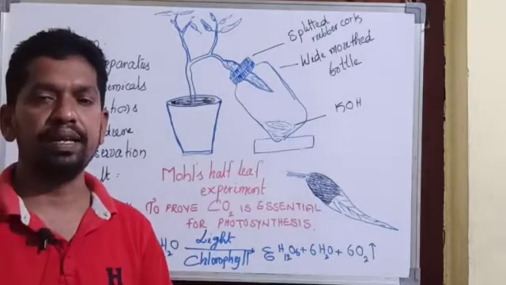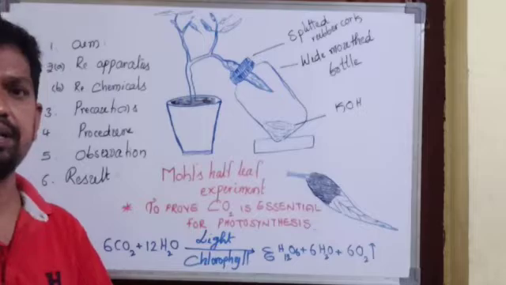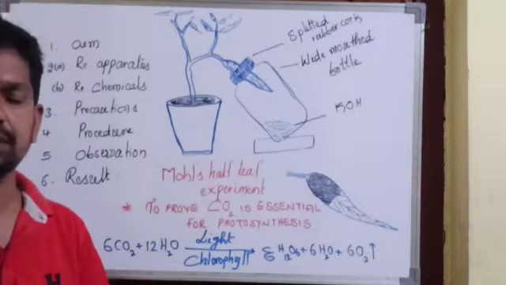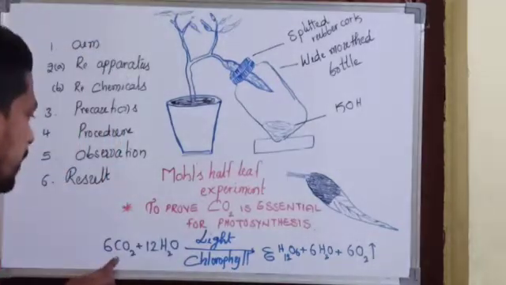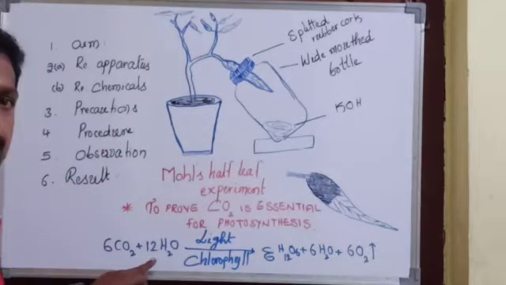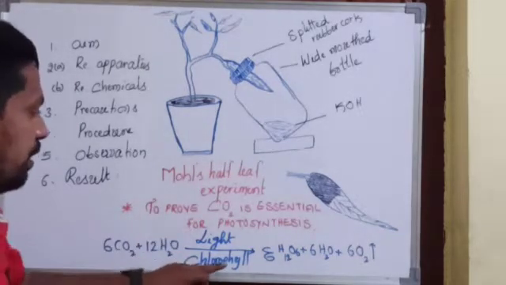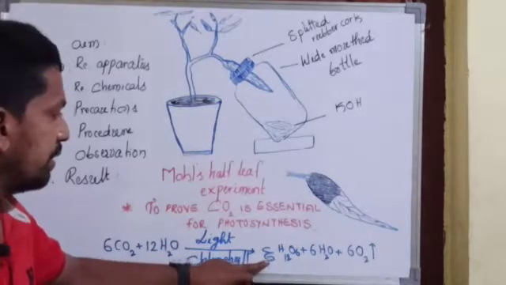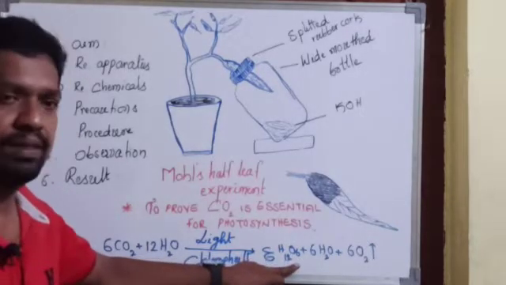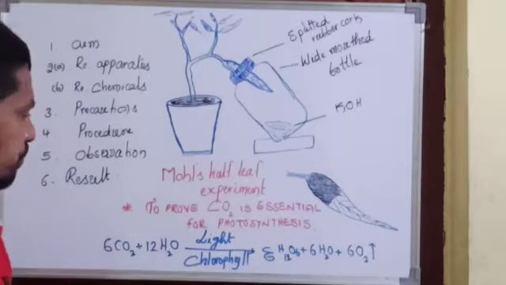Moll's half-leaf experiment. And of course we know the equation of the most important process on the planet Earth, which is photosynthesis. The equation is 6CO2 + 12H2O, in the presence of light and chlorophyll, gives 1 molecule of glucose. The formula is C6H12O6. Oxygen and water are also formed.